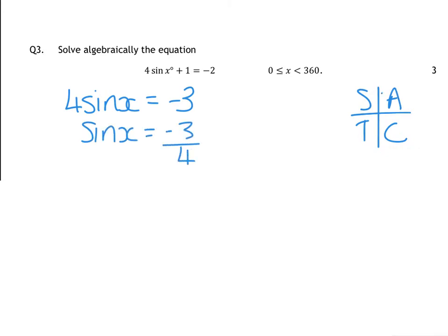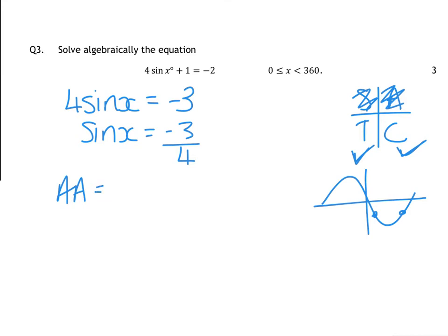Sine is negative, so I'm not using the "all" box in sine, I'm using the opposite boxes. I'm using tan and cos because I'm looking for when my sine graph is negative 3/4, and they fall after 180, which is your tan and cos boxes. Your acute angle, the one that comes out in your calculator, so you do inverse sine of 3/4. Do not put that negative in, okay? The negative just helps you decide what you're doing once you get the answer.